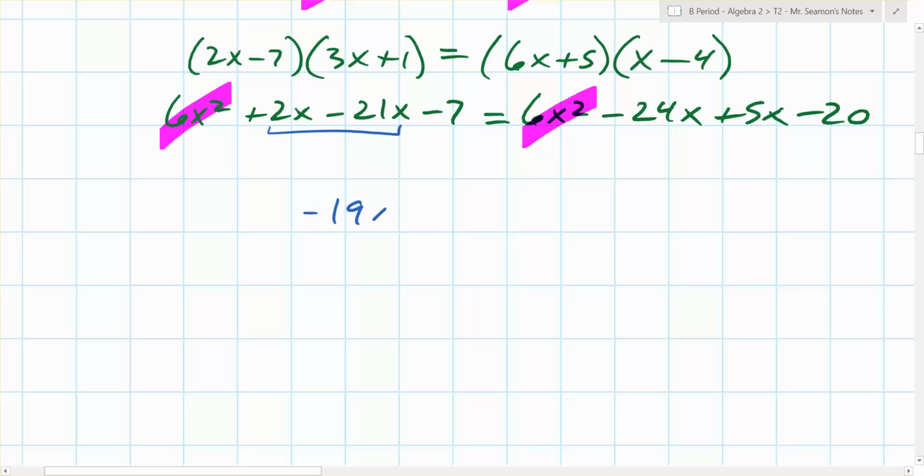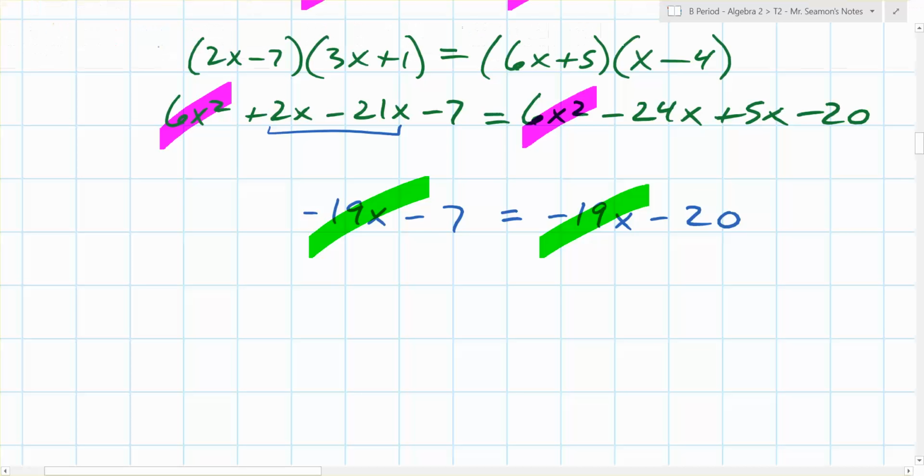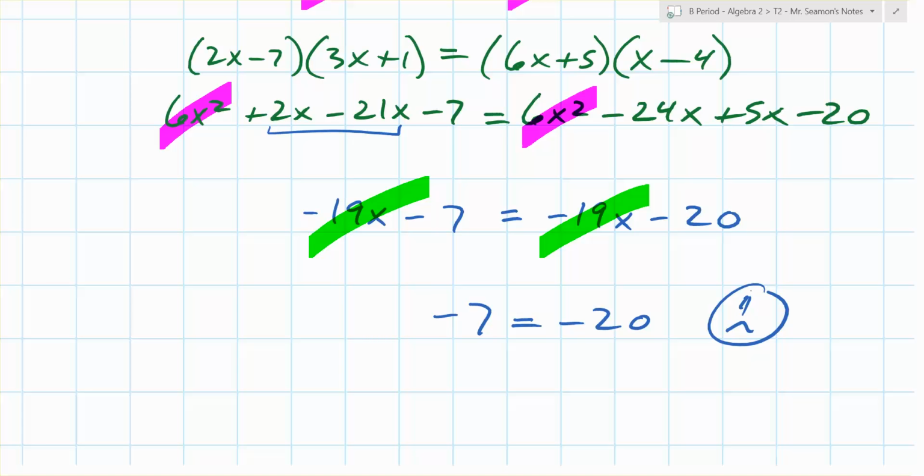Negative 19x minus 7, right? Equals what? Negative 19x minus what? 20. What cancels on both sides? Negative 19x. So what are you left with? Negative 7 equals negative 20. And you're like, meh. What does that mean? Assuming that all of your algebra is correct, what does that mean? What are the solutions? Nothing. No solutions.